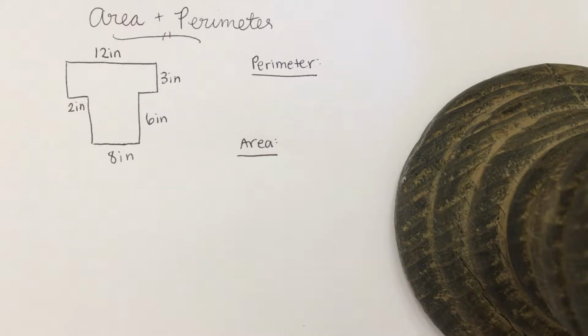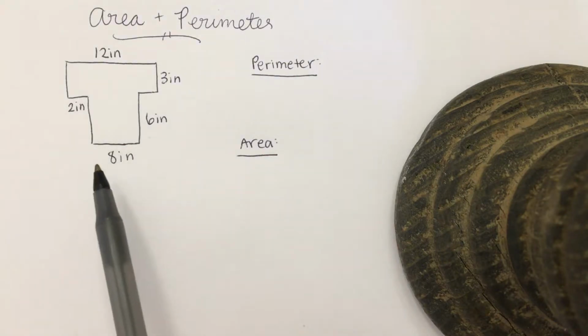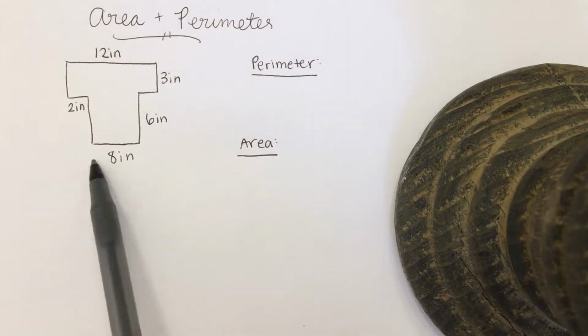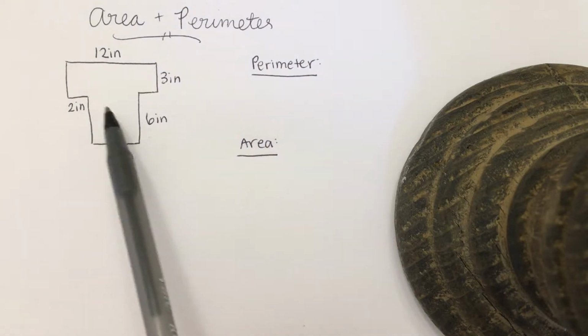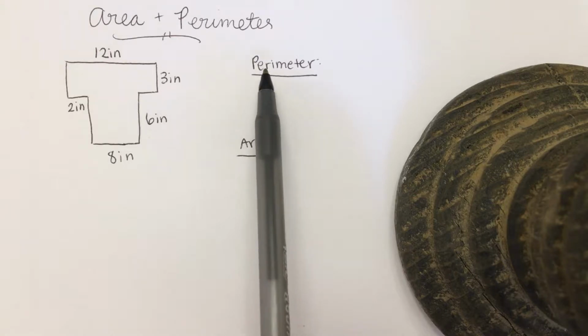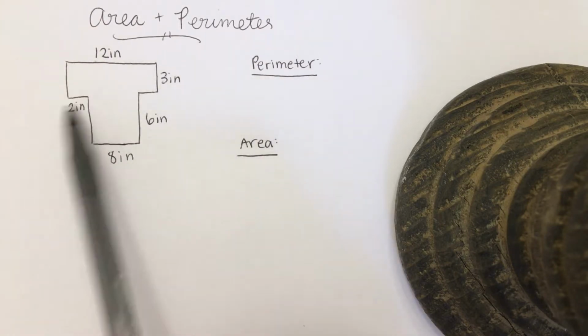So let's take a look at this figure here. It is a composite figure because it is not made up of just one, we could say normal shape like a square or triangle. We can see here it's made up of multiple shapes. Looks like we've got two rectangles here. So the first thing we're going to do is find the perimeter. And again, for the perimeter, we just need to add up all the sides.